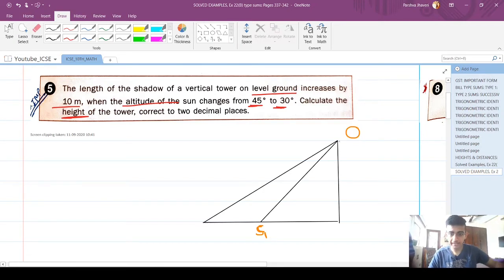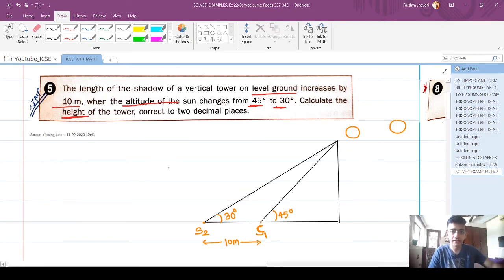And then in the next case, the sun's altitude changed. So you had the sun moving all the way till here, and then the angle changed and you got a shadow all the way till here, S2. The length of the shadow increased. So this they are saying is 30 degrees, this they are saying is 45 degrees. They've told us since the length of the shadow increased by 10 meter, the distance between these 2 points, S2 and S1, is 10 meter.